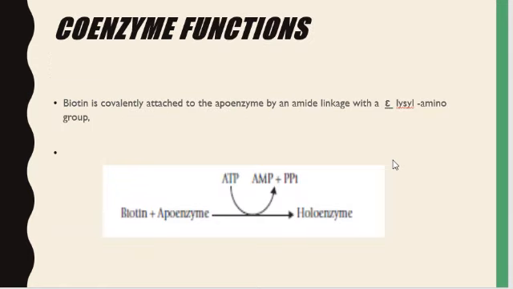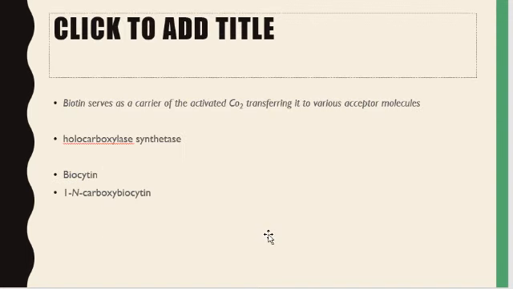Coenzyme function: biotin is covalently attached to the apoenzyme by an amide linkage with the epsilon lysyl amino group. Biotin serves as a carrier of the activated carbon dioxide, transferring it to various receptor molecules with the help of the enzyme holocarboxylase synthetase. Basically, holocarboxylase synthetase catalyzes the transfer of biotin onto the lysine residue of the apoenzyme to form the biocytin residue of the holoenzyme.